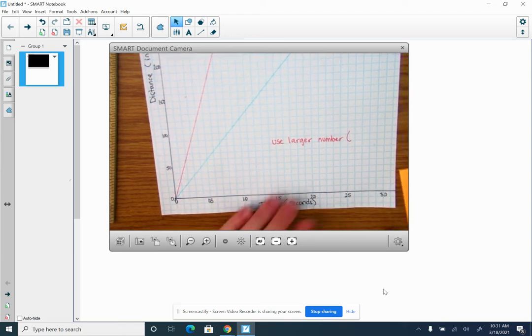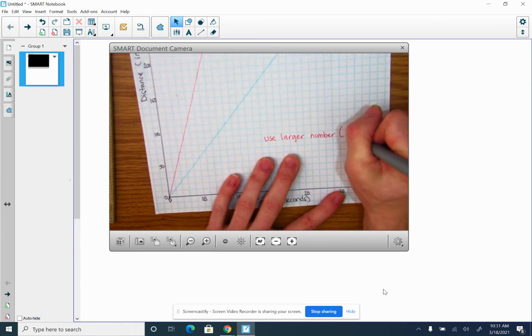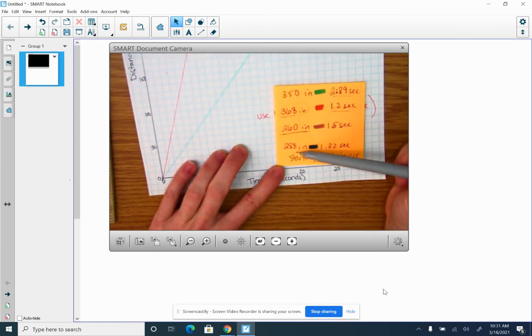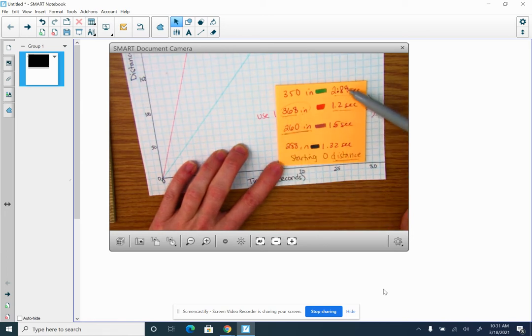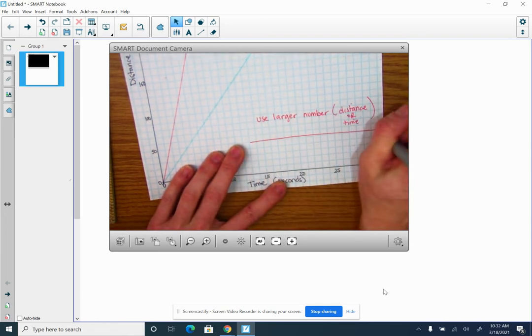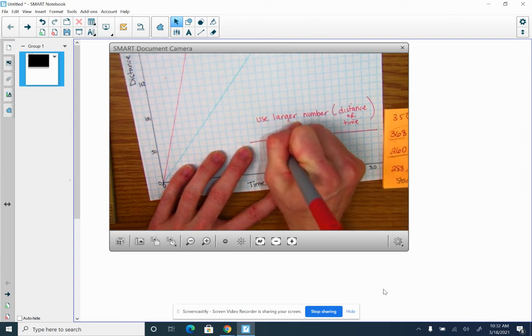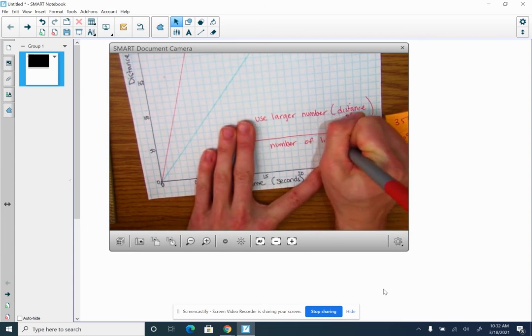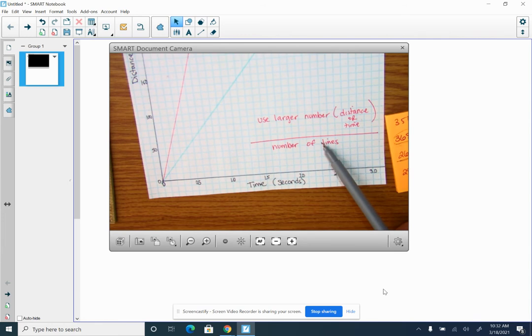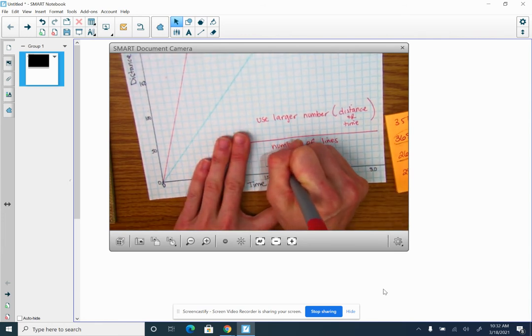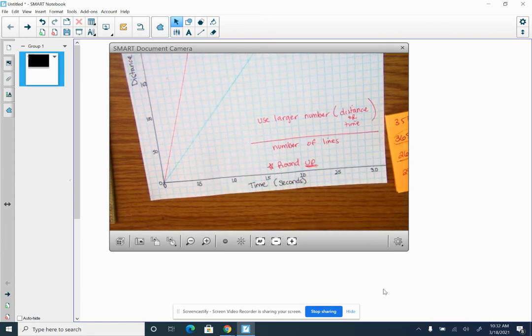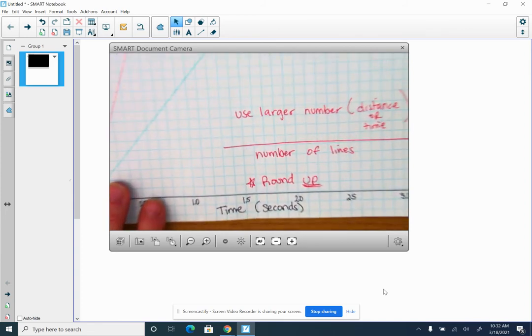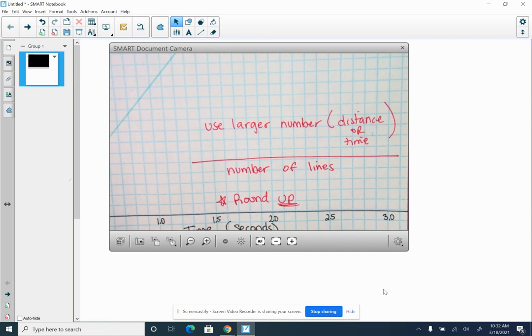Which is going to be either your distance or time. All right, so remember the larger number here for all of my plots in distance was 368, and then my larger time for all the times was 289. So we're going to take that number and then divide by the number of lines of wherever it is you're plotting it. So the larger number divided by the number of lines, and then you need to round up, not round down. Okay? So that's how you're going to figure out how you're going to make your marks for the time and the distance.